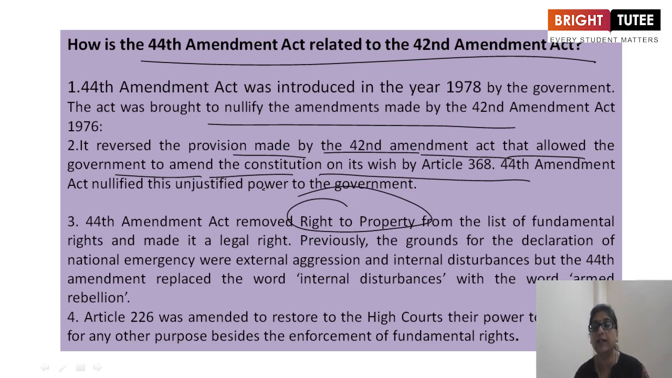Previously, the grounds for the declaration of national emergency were external aggression and internal disturbances, but the 44th Amendment replaced the words internal disturbances with the words armed rebellion. Then Article 226 was amended to restore to the High Courts their power to issue writs for any other purpose besides the enforcement of fundamental rights.